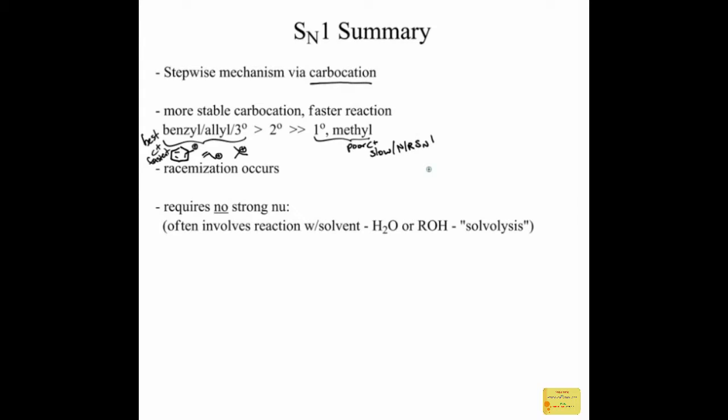Because we've lost that leaving group, we no longer know whether it used to be a wedge or a dash or where it used to be, so racemization occurs in that situation and we end up getting a racemic mixture of products.